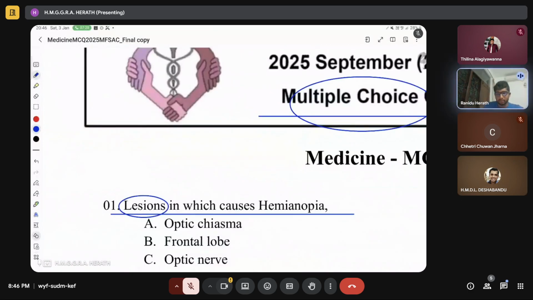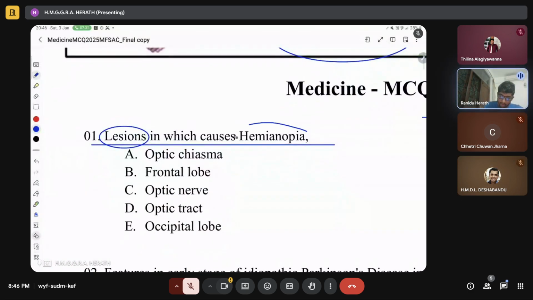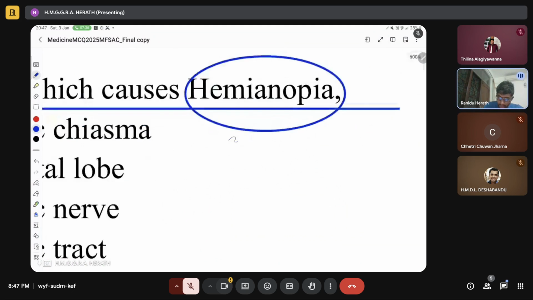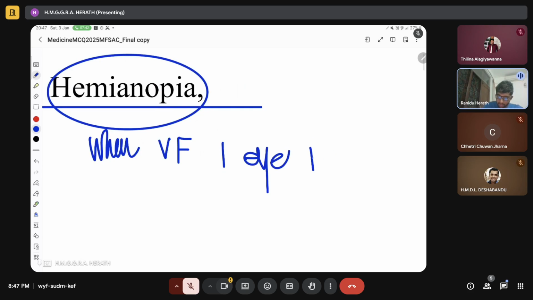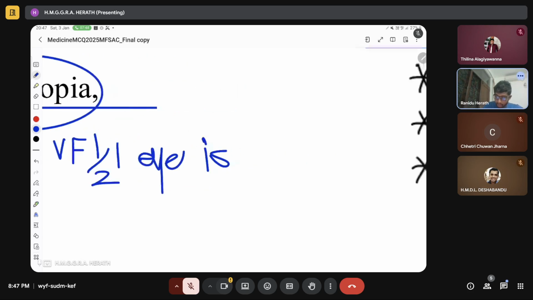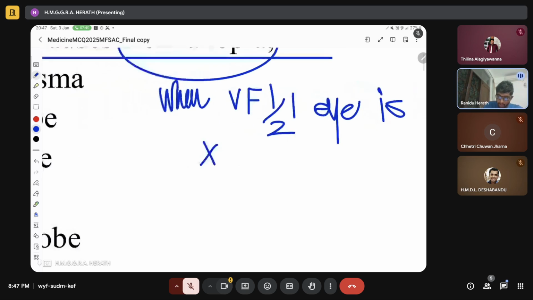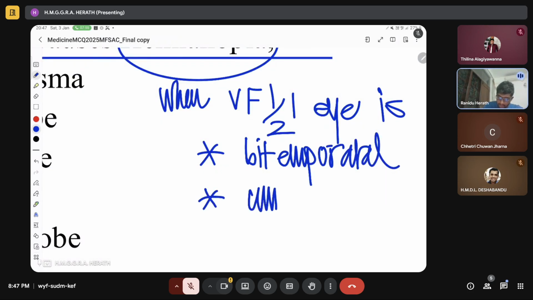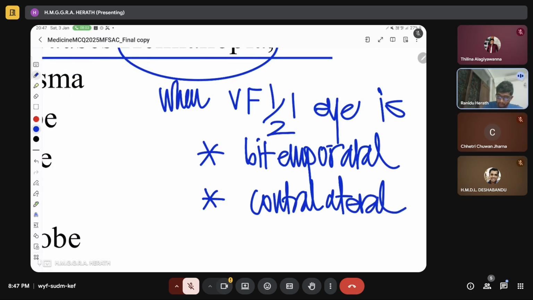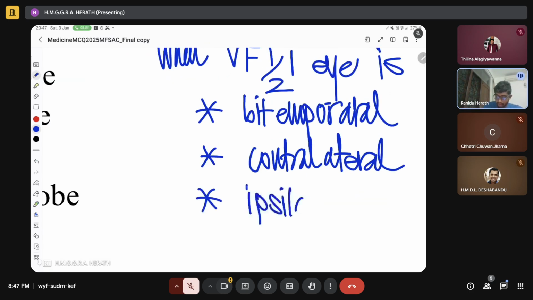So lesions which cause hemianopia. Hemianopia is when one part of the visual field of one eye is lost, right? When one half of the visual field of one eye is lost, it's called hemianopia. This can be bitemporal, or this can be contralateral hemianopia, or there is also something called ipsilateral hemianopia, right?